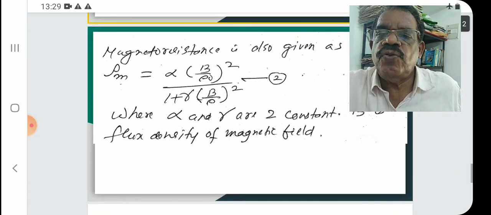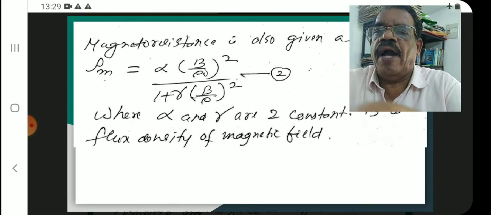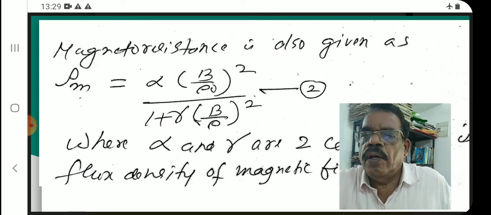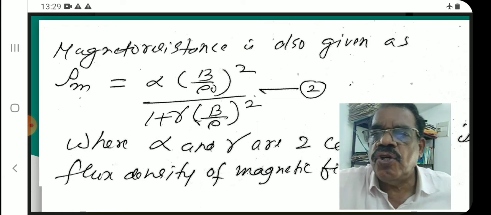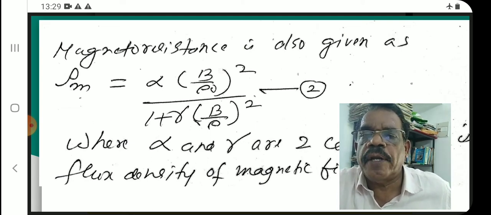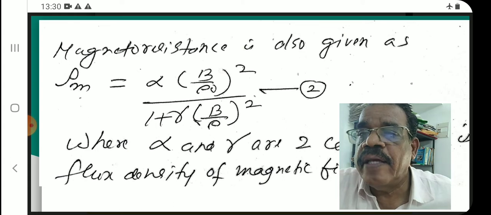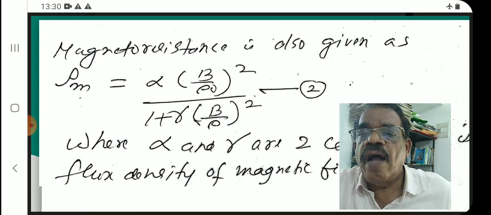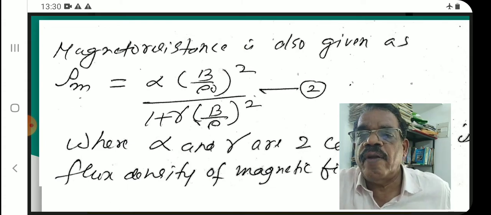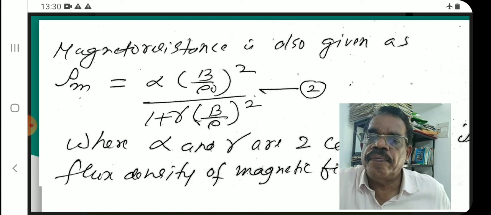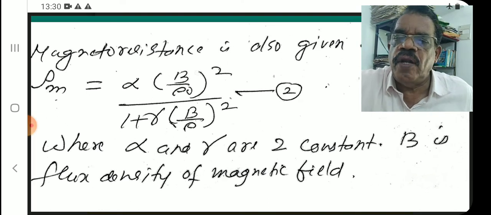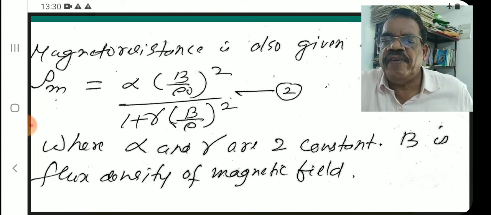Magnetoresistivity is also given by another equation. It is written as rho m is equal to alpha into B by rho 0 squared, not 100, by 1 plus gamma into B by rho 0 squared. Here alpha and gamma are constants. No beta here, only B is there. B is the flux density of the magnetic field.